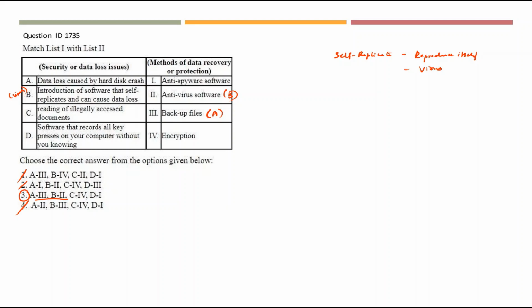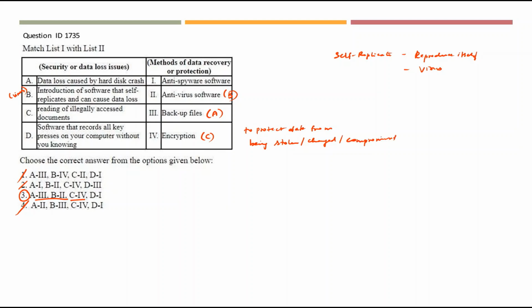Next issue, reading of illegally accessed documents. If I want to protect my documents, I can keep it in another form. This another form can be an encrypted form. C is mapping to 4. Why do we encrypt something? It is to protect data from being stolen, changed or compromised. That is why we encrypt things.